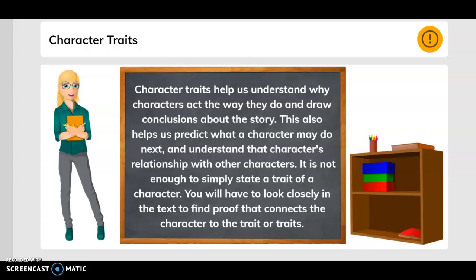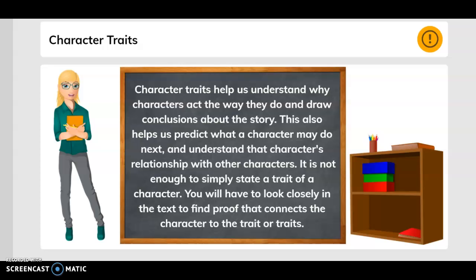Character traits. Character traits help us understand why characters act the way they do and draw conclusions about the story. This also helps us predict what a character may do next and understand that character's relationship with other characters.